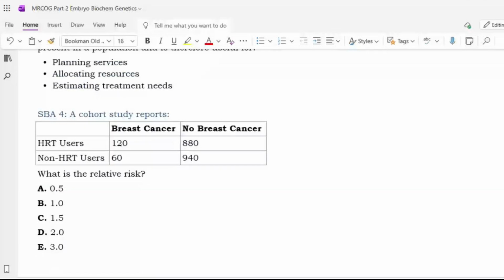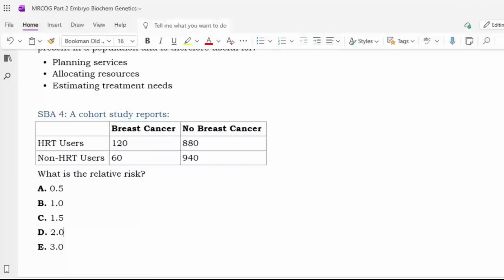Question number 4. A cohort study reports breast cancer with HRT user is 120. No breast cancer with HRT user is 880. Breast cancer with non-HRT user is 60. And no breast cancer with non-HRT user is 940. What is the relative risk? A is 0.5, B 1, C 1.5, D 2, and E is 3.